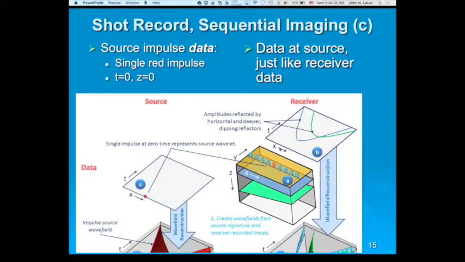But there's really no fundamental difference between the data at the source and the data at the receiver. I think the thing I missed on the first reading of this tutorial is that these reflected amplitudes that create these hyperbolas are just lined up red dots, lined up impulses. I think that's critical to understanding this tutorial.